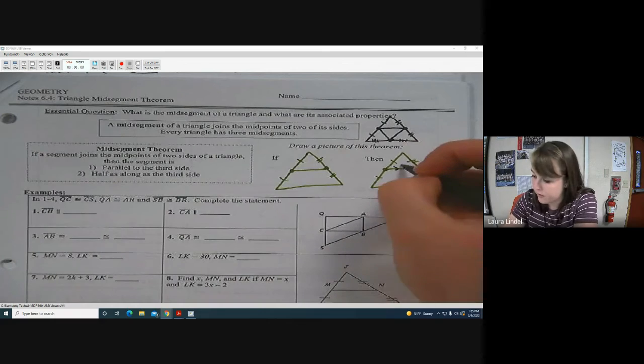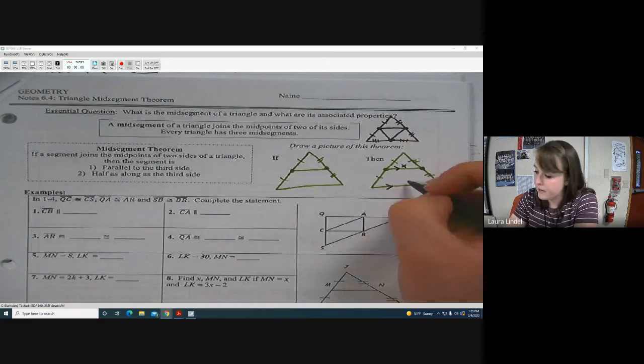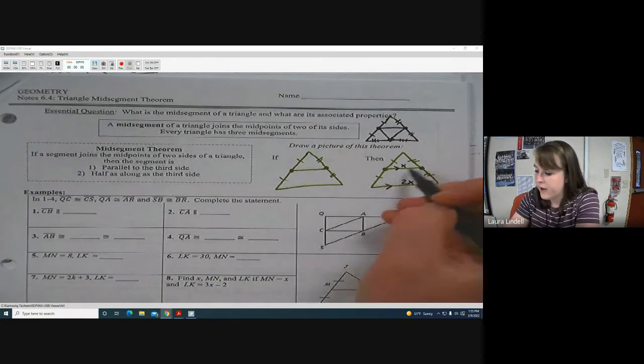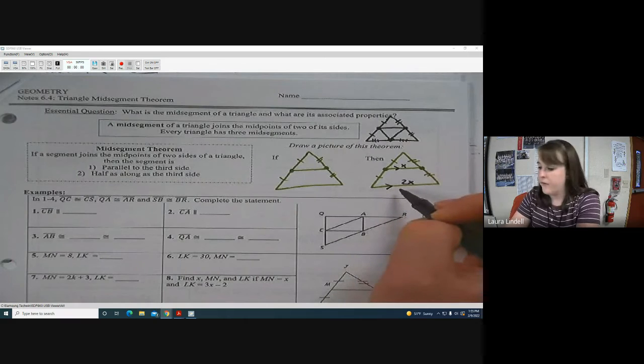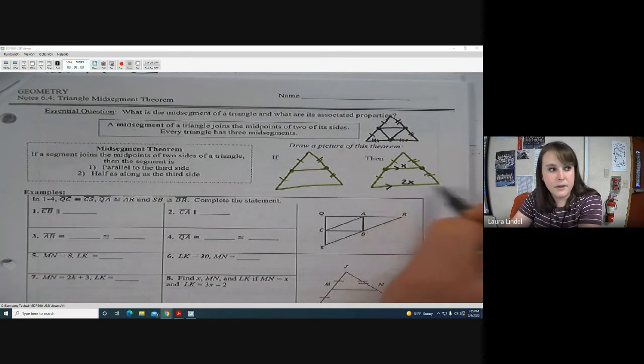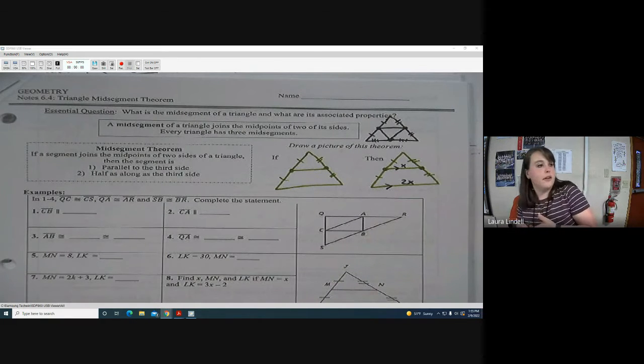And then it's also half as long as that third side. So if this is some x amount of units long, then this third side is 2x. So if this is 5, then this is 10, and vice versa. If this is 36, then this is 18. If this is 2 million, this is 1 million. We get the idea, hopefully. So we can use these properties to do a couple different types of problems here.